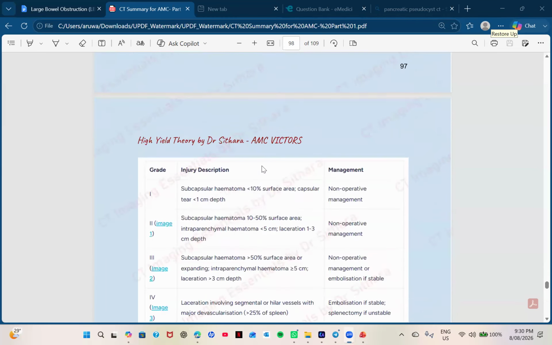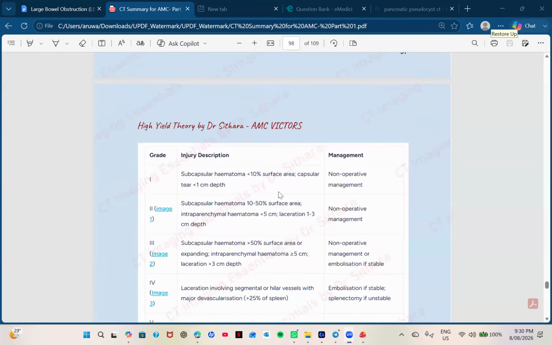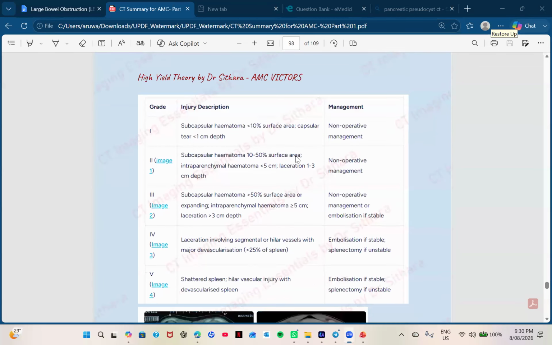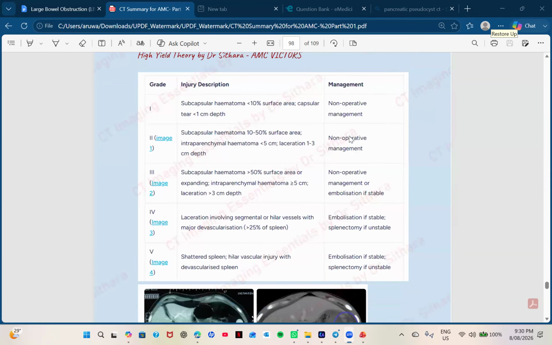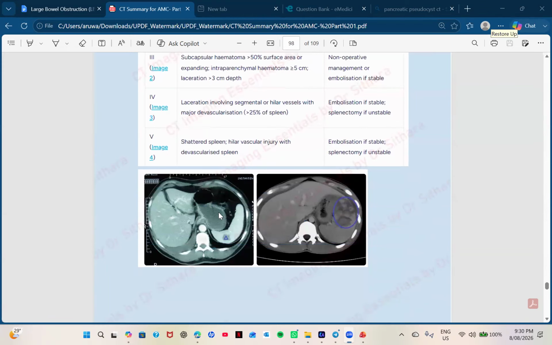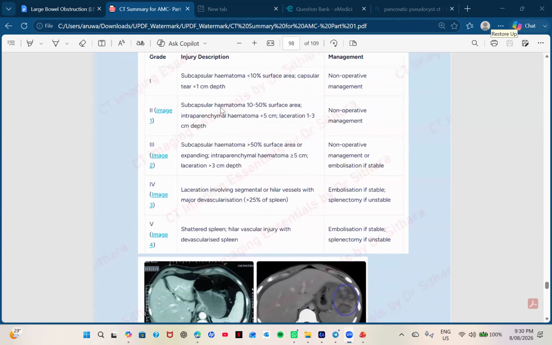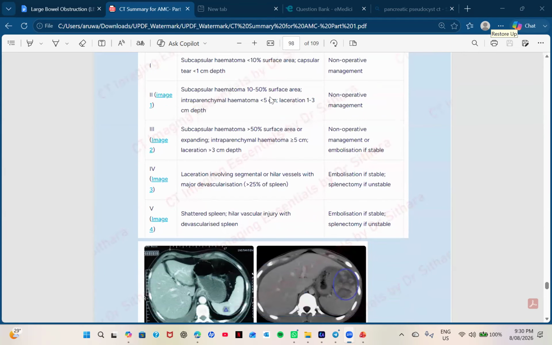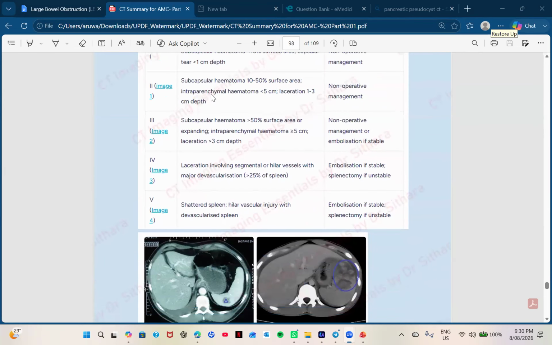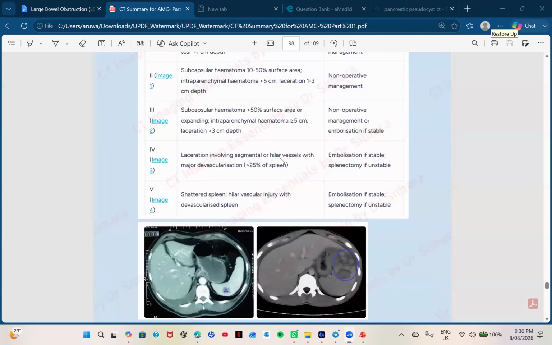So if the splenic injury presents with a subcapsular hematoma less than 10% of surface area and capsular tear less than 1 centimeter depth, then no operative management is needed. Okay, then image one. Image one is this. Subcapsular hematoma 10 to 15% surface area, intraparenchymal hematoma less than 5 centimeter and laceration 1 to 3 centimeter in depth, right? Like in this picture. In that case also, no operative management.